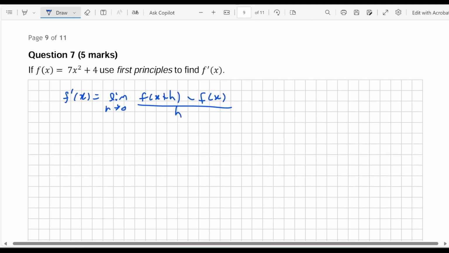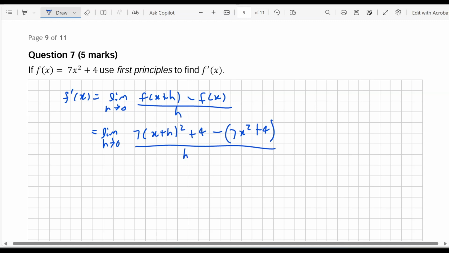All right, let's see what f of x plus h is. So this is the limit as h goes to 0 of 7 brackets x plus h squared plus 4, take 7x squared plus 4. Put that all in brackets, otherwise you're going to have an error. So that is the limit as h goes to 0 of 7. Now we can expand out this bracket, x squared plus 2xh plus h squared, plus 4, take, now I'm just going to leave this bit in brackets because we'll expand everything out in a second.